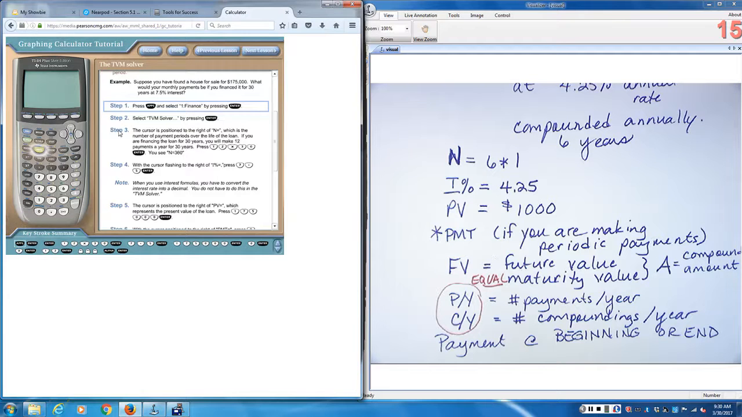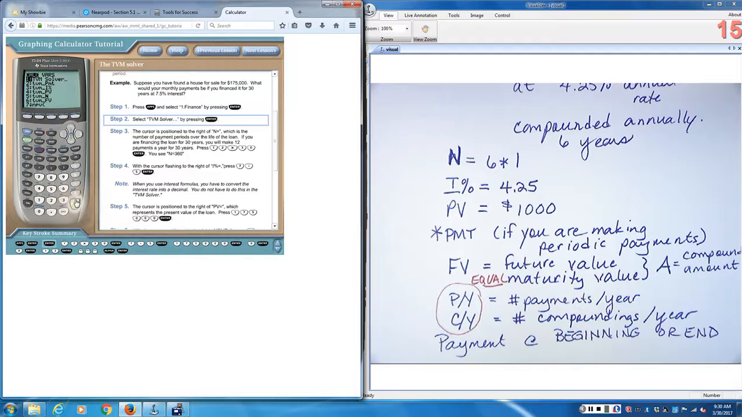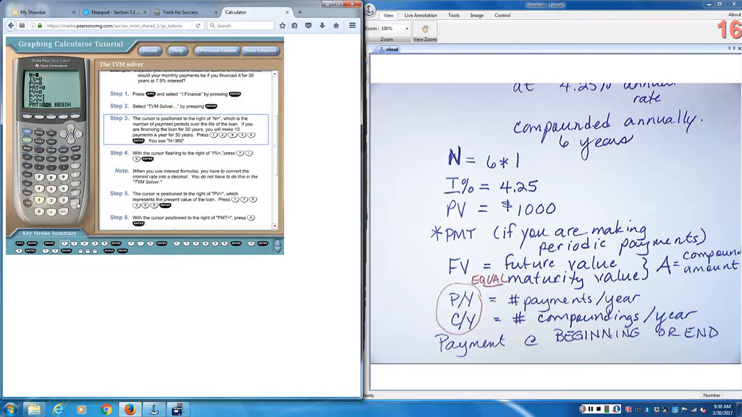because eventually most of us are going to buy a house. What you do is you get your solver up, and on the 84 you do that by pressing the apps button, and notice that it's highlighted the key it wants us to press. So this will walk you through a problem. And then you hit enter to choose the finance formulas, and then enter again to choose TVM solver.